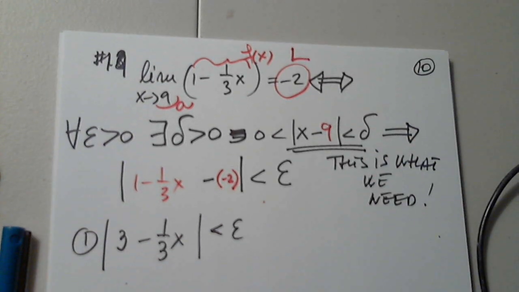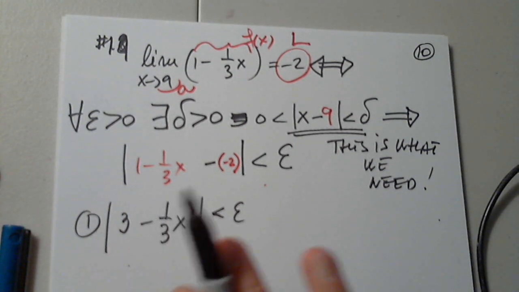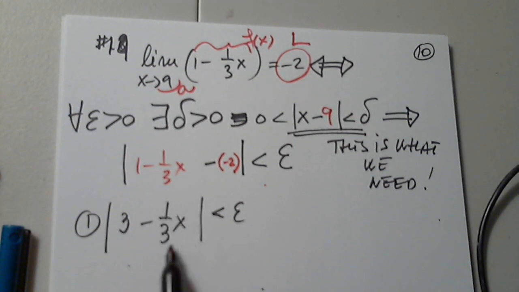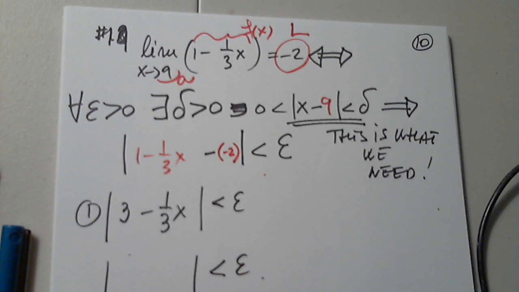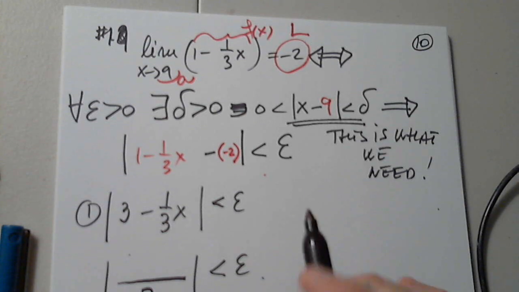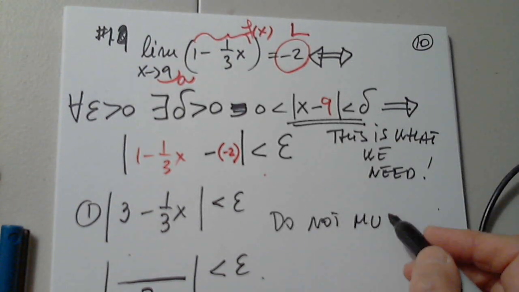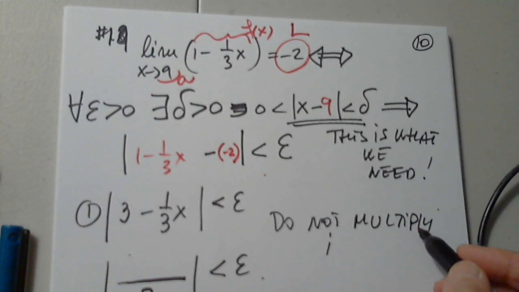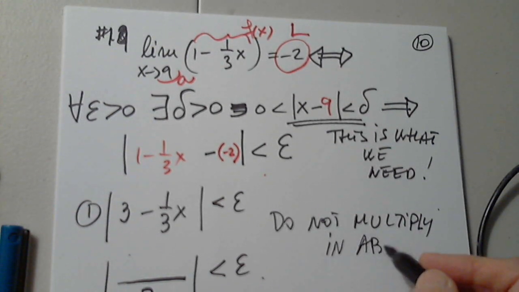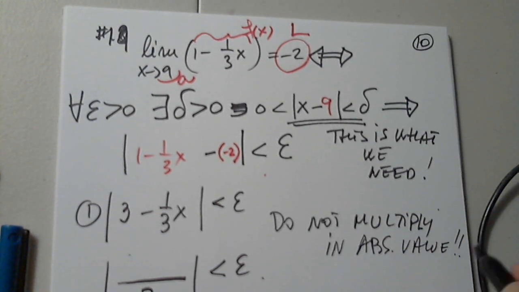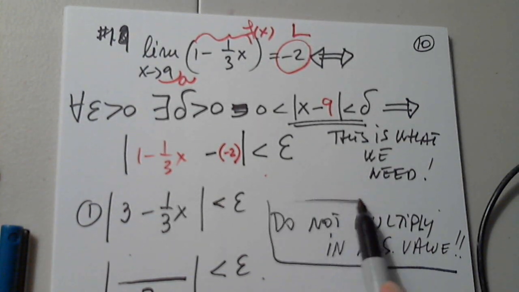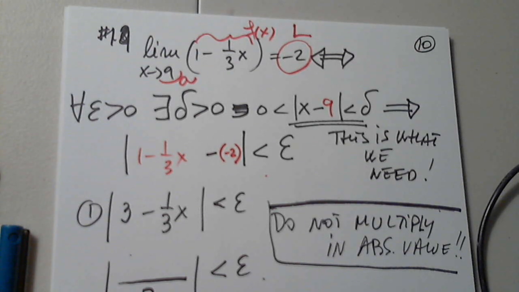Okay, what would you recommend next inside here? This is just algebra now. What do I do with this? You can multiply by 3. No, careful. You have to find the least common denominator. We do not multiply in absolute value ever. We do not multiply in absolute value. That's not allowed. So first we have to find the least common denominator.